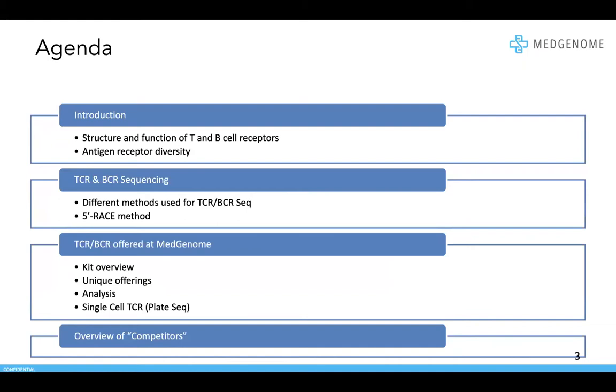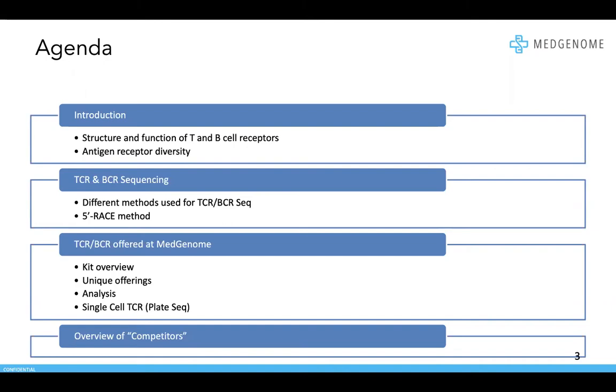For the agenda, I'm just going to start by refreshing everybody on a few basics of immunology, specifically go over the structure and function of T and B cell receptors, and go over the antigen receptor diversity, explain why these are so interesting to scientists. Next, I'll go over the different types of methods for sequencing TCR and BCR. After that, I'll go into specifically what we offer here at MedGenome, the kits we use, the unique offerings, the different types of analysis, and then I'll also go over the single cell TCR at that point.